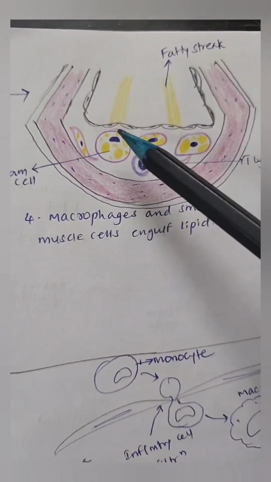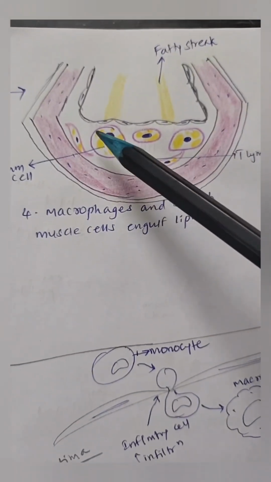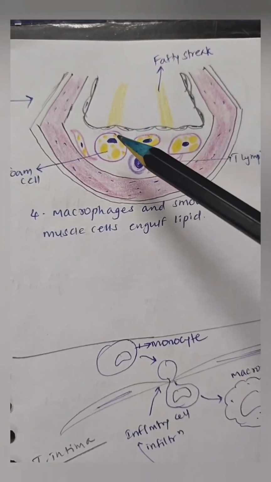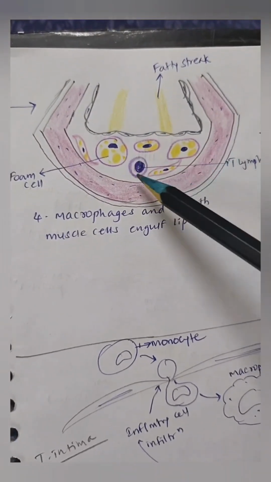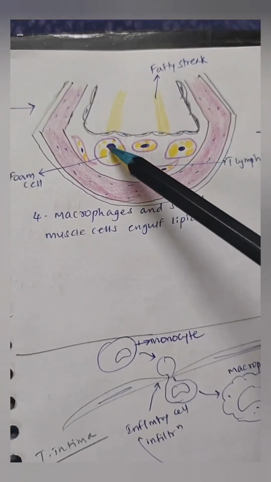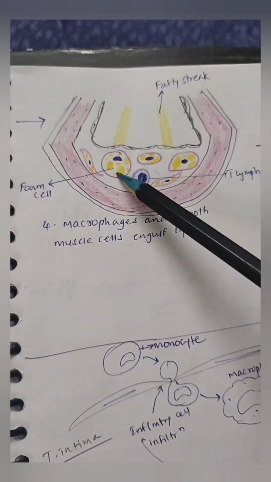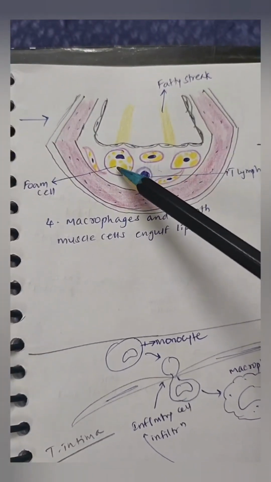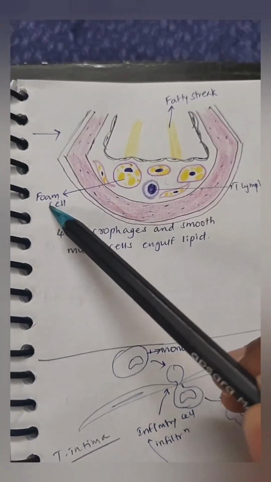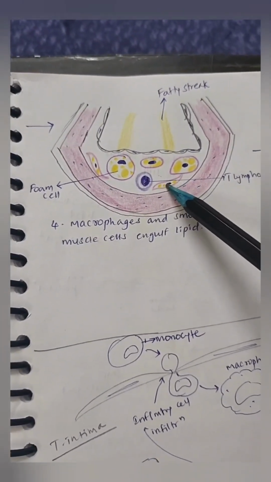And in this you can see these are actually macrophages, which monocytes will get activated and turned into macrophages. So macrophages will engulf the lipid which ever is present within the tunica intima. So now you can see all of the lipid is present inside the macrophages. So this one, macrophage with lipid, is called as foam cell. So smooth muscle cells will also engulf the lipid.